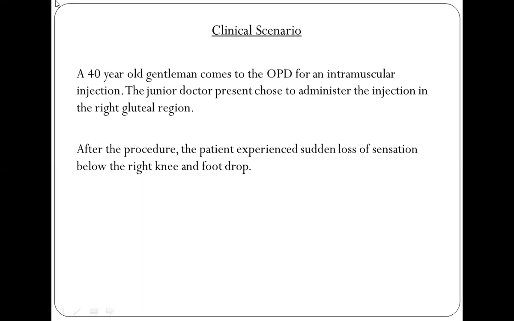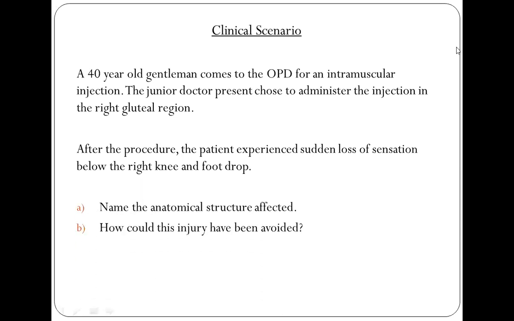After the doctor has given the intramuscular injection in the gluteal region, the patient experiences loss of sensation below the knee and also foot drop. So just imagine the situation that the patient has come for a simple intramuscular injection, but when he's leaving the doctor, he's got both a sensory and motor paralysis. So can you tell me which is the structure that is affected during this procedure?